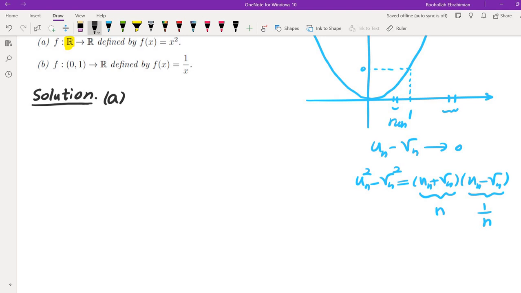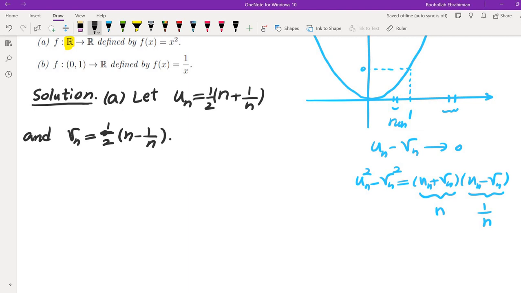So let un be n. You can create a bunch of examples. It doesn't have to be exactly this, but this is one example. And vn be 1/2 times n minus 1 over n. If we look at un minus vn, it becomes 1 over n, which approaches 0.